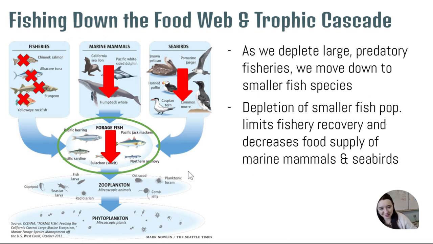So all of these things on top are now going to suffer in terms of population. And now look, if we're bringing these things down, we're going to have an overabundance of zooplankton and phytoplankton, which might not be a bad thing theoretically, but it is because, again, nature likes to stay in balance.